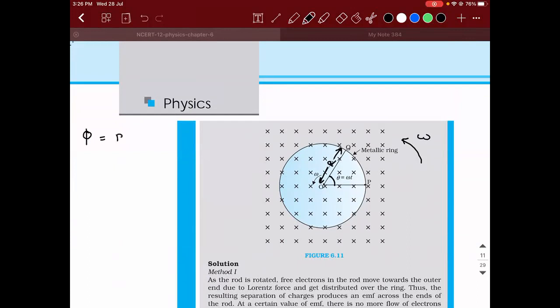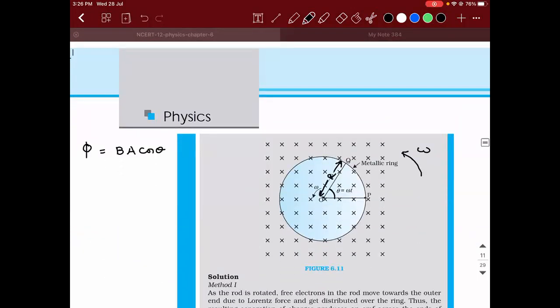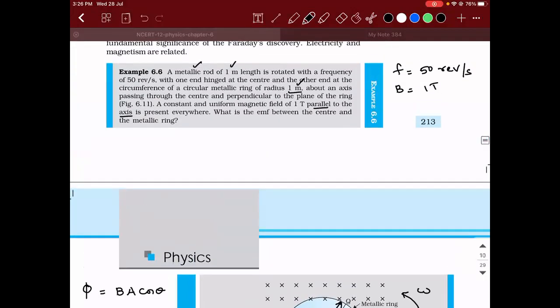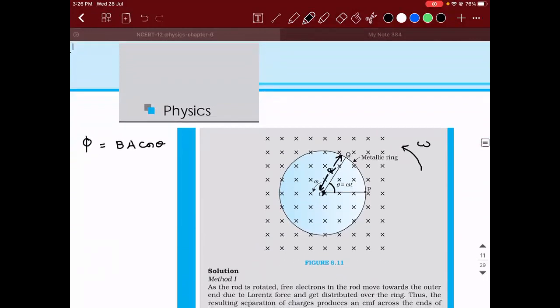So flux is given as B into A into cos theta. And I've told you many times, they've told it clearly that the magnetic field is parallel to the axis. Here the axis is in the direction of the area vector, because the axis is also into the plane. That is what they mentioned: about an axis passing through the center and perpendicular to the plane of the ring. So the axis is also into the plane.